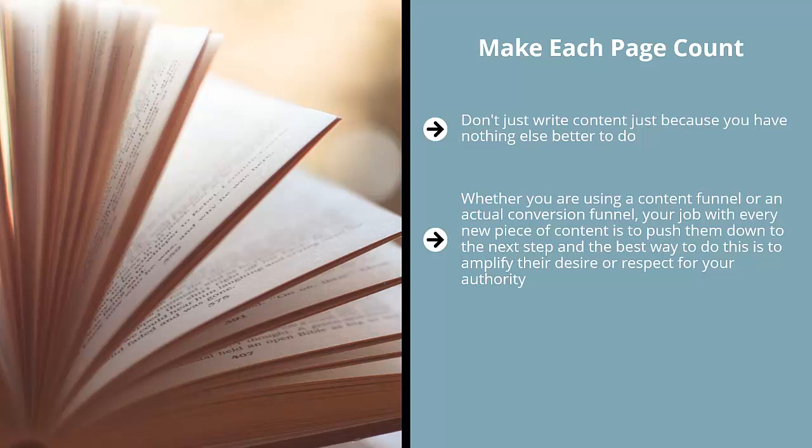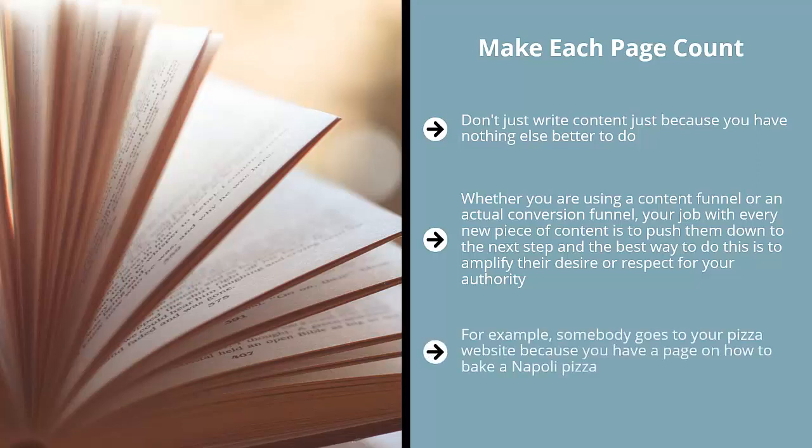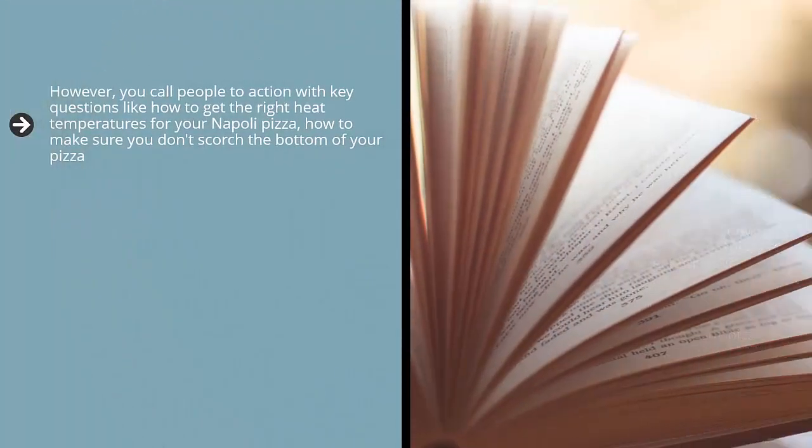To put this in practical terms, please understand that when people are looking for a basic question, they usually have another question in the back of their mind. For example, somebody goes to your pizza website because you have a page on how to bake a Napoli pizza. So, your first page lays out information regarding what a Napoli pizza is and a basic recipe. Pretty straightforward. However, you call people to action with key questions like how to get the right heat temperatures for your Napoli pizza, how to make sure you don't scorch the bottom of your pizza. In other words, you start with general information that clues people in. That's what they are looking for.